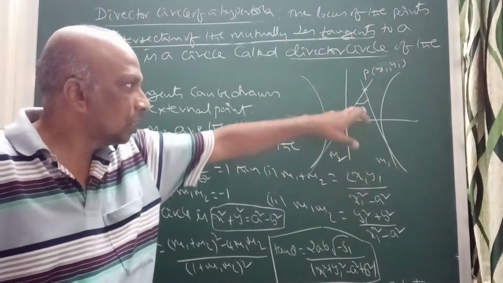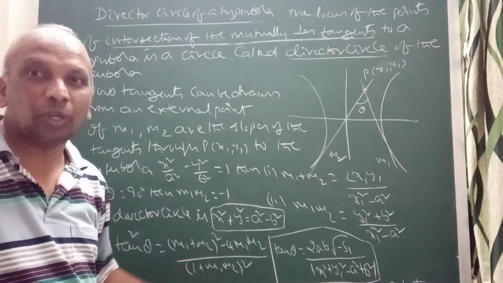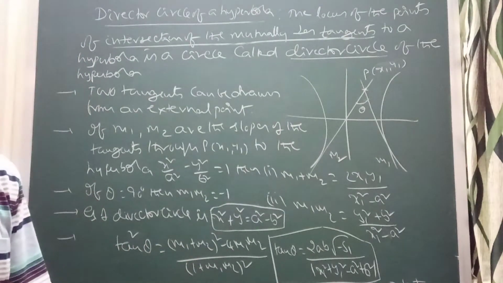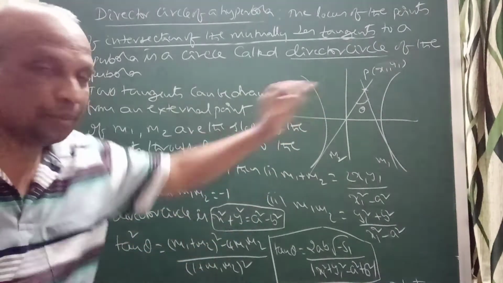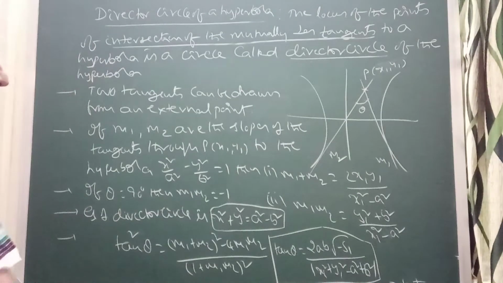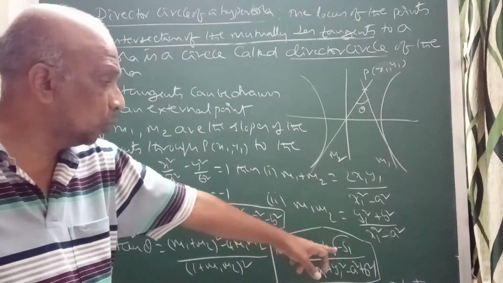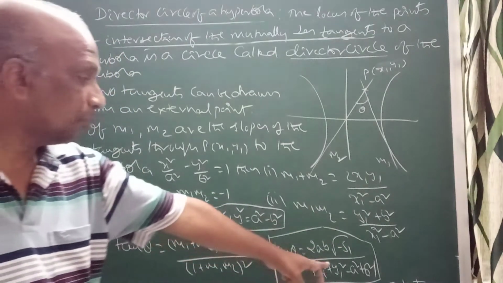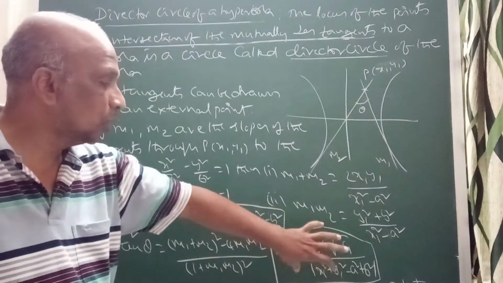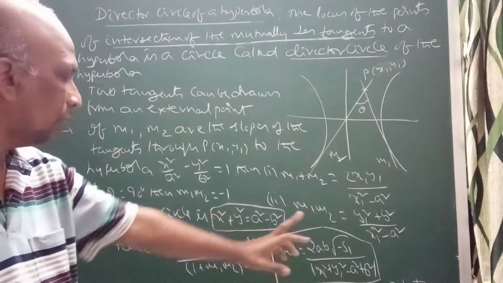In the same case, I can write tan square theta equal to (m1 plus m2) whole square minus 4m1m2, by (1 plus m1m2) whole square. That formula I can use to find theta. Otherwise, another way: tan theta equal to 2ab root of minus S1 by mod x1 square plus y1 square minus a square plus b square. I can also use this to find tan theta. This is also one of the formulas I can use.